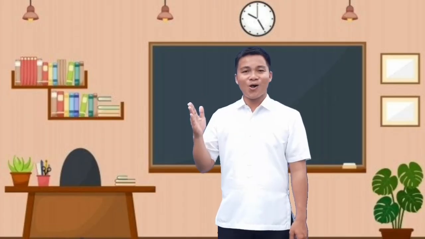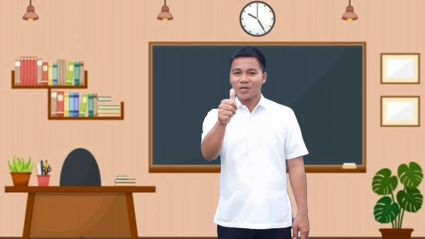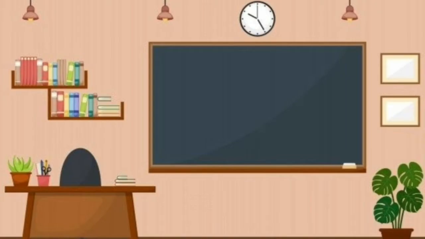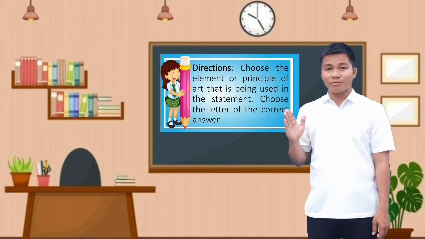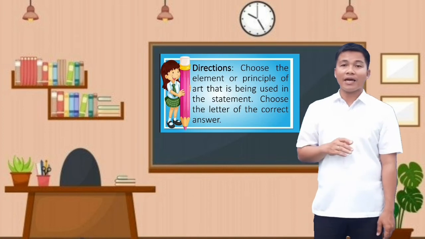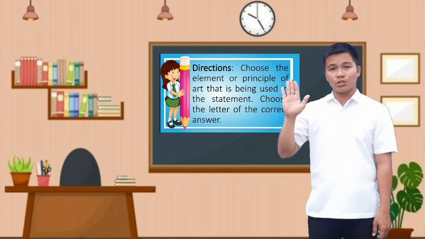Did you get them all, children? Very good. You are an artist. Here is the direction. Choose the element or principle of art that is being described in the statement. Choose the letter of the correct answer. Again, you will be given 5 seconds to answer.